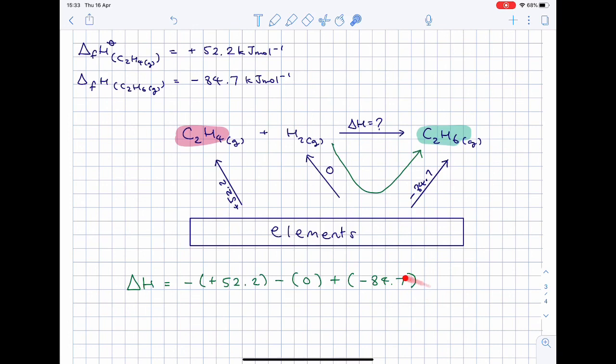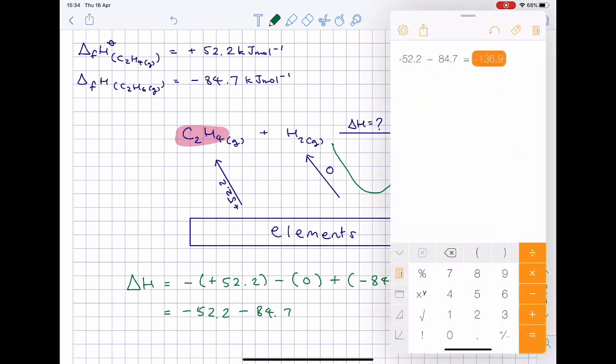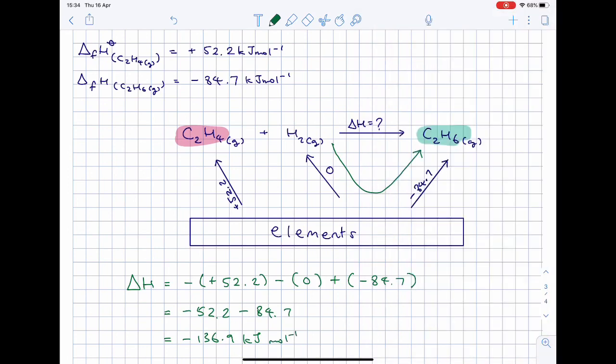So what we're going to do is just work this calculation out. Plus and minus is a minus 52.2. Minus 0 makes no difference, so I'm going to ignore that. Plus and minus again is a minus, so that's going to be minus 84.7. Putting the numbers into the calculator gives us a value of minus 136.9 kilojoules per mole. So hydrogenation of ethene is going to be exothermic.